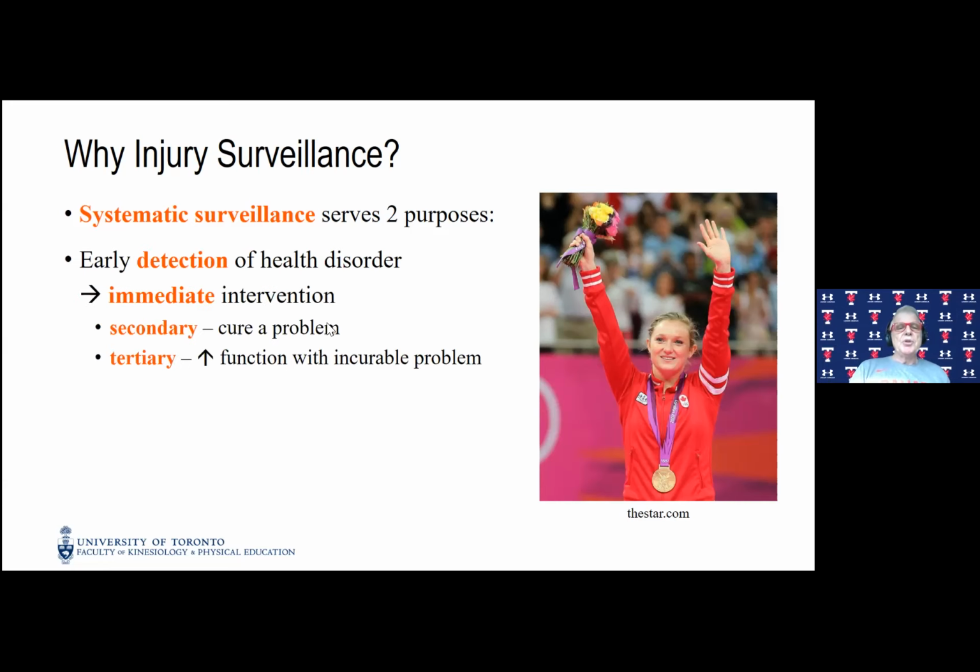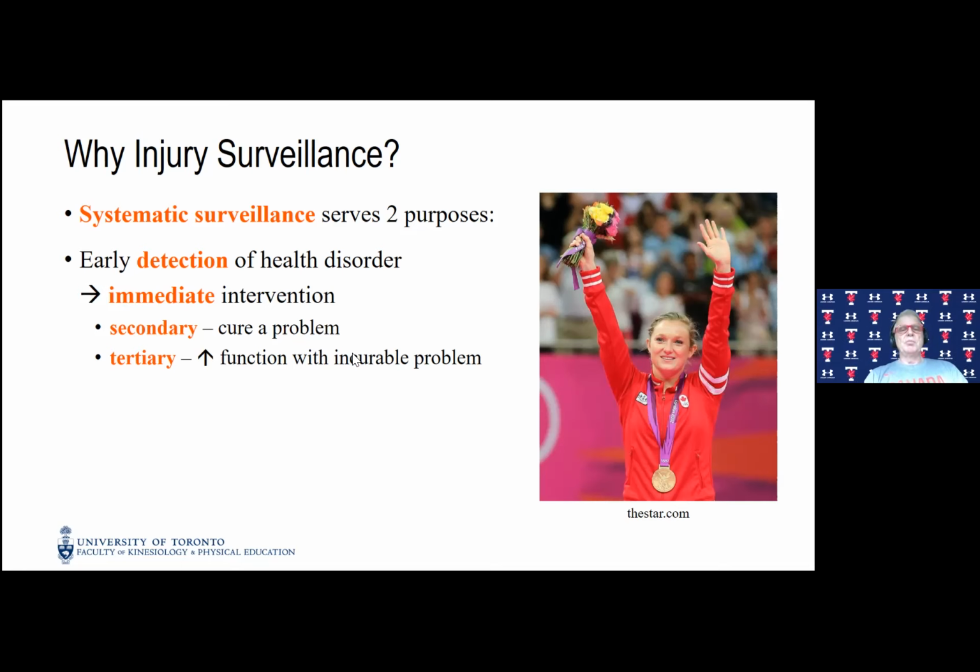We're talking about the surveillance of the system. And there are two purposes, one of which actually is right in the trenches, that we can sometimes detect health disorders before athletes approach the healthcare professionals they work with. So a proper surveillance system can get an early warning, hey, there might be a problem here, and then we can go to them and act on it earlier and prevent it from getting worse with secondary or curative interventions or tertiary interventions that improve function while not being able to cure problems.